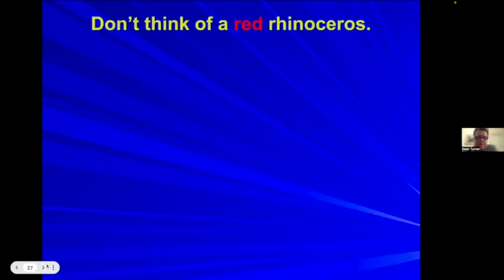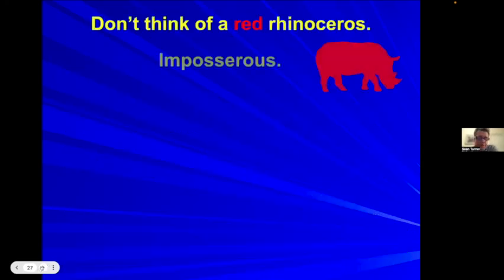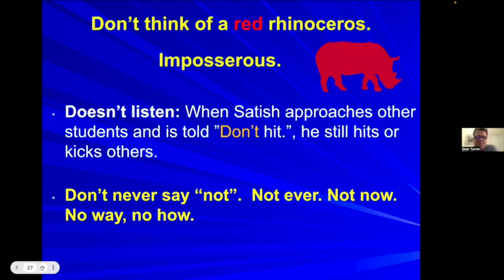Sorry. Do not think of a red rhinoceros. Yeah, we want to avoid the word not. So teacher says don't hit, kid hits. I've been doing this for over 20 years and I still make this mistake.